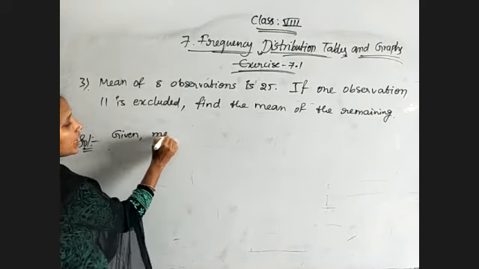So now next, if one observation 11 is excluded, means removed, then the sum will change as well as the number of observations will change. And given one observation 11 is excluded.